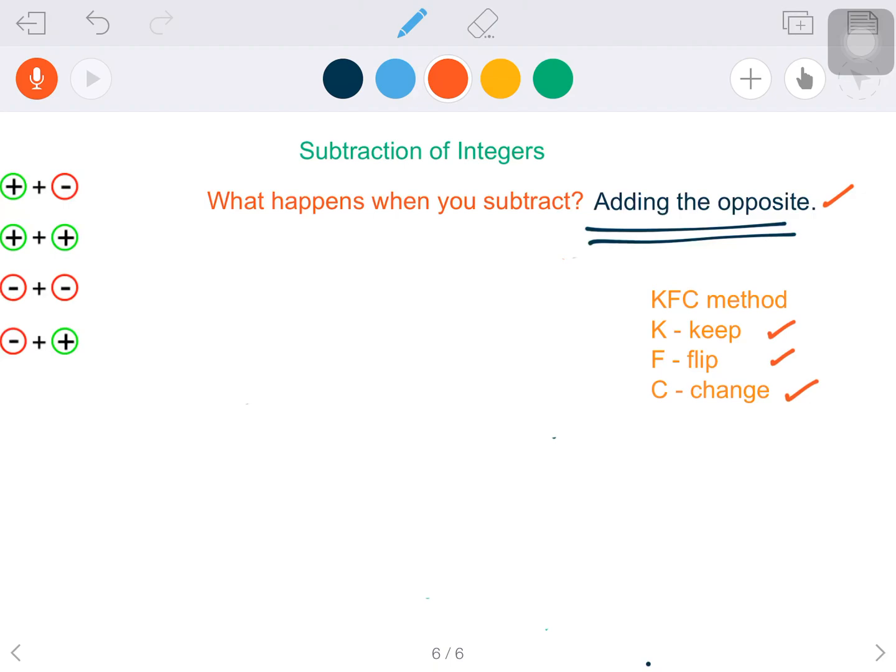Now, let me demonstrate how this works. For example, you have negative 8 minus 4. If you see subtraction, first you keep the minuend. So that still is negative 8. Next, flip the sign. Subtraction flips to addition. Next, change the sign of the subtrahend. The subtrahend is positive 4. Change it to its opposite, so that becomes negative 4. So the final answer is adding a negative 8 and a negative 4, which gives us negative 12.